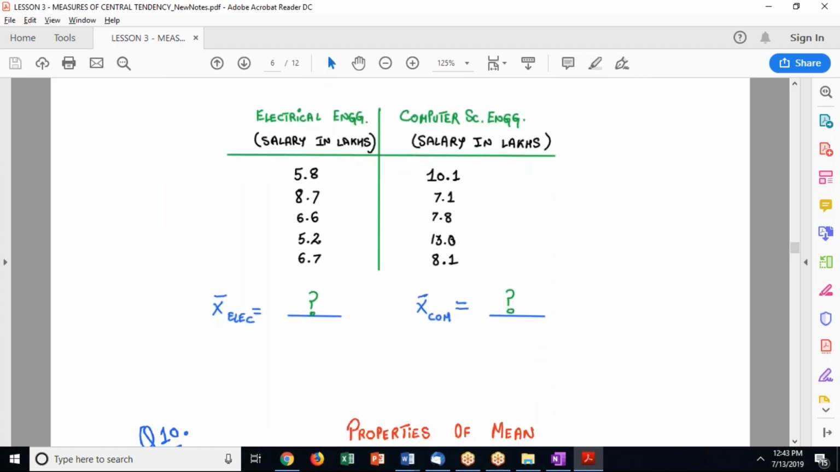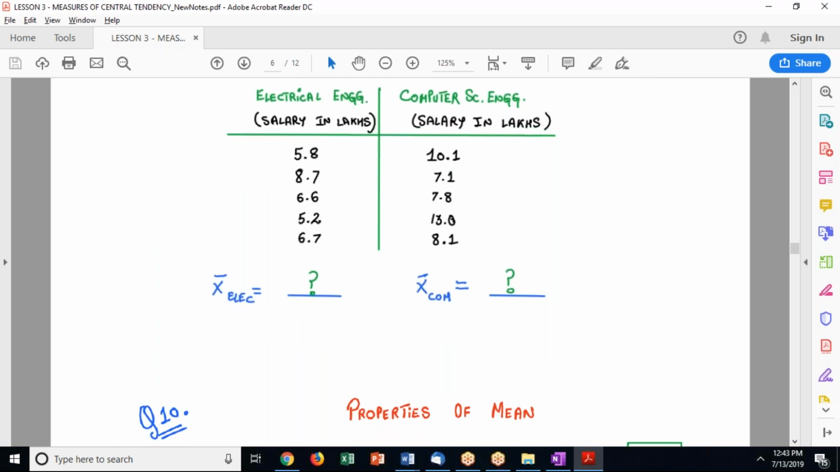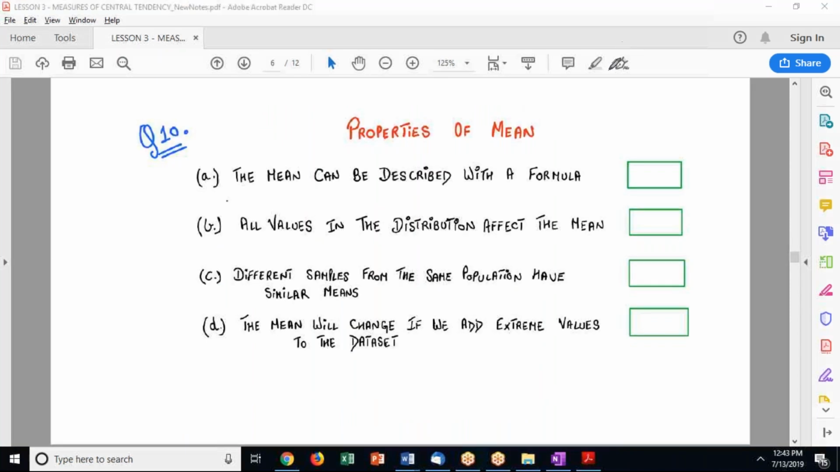Everyone with me on that? No problems? Yes. Okay. Then the properties of mean. Quickly try and answer this. The formula for mean, by the way, do we have a formula? Yes, summation x upon n, right? So add up all the points, divide by the number of data points.